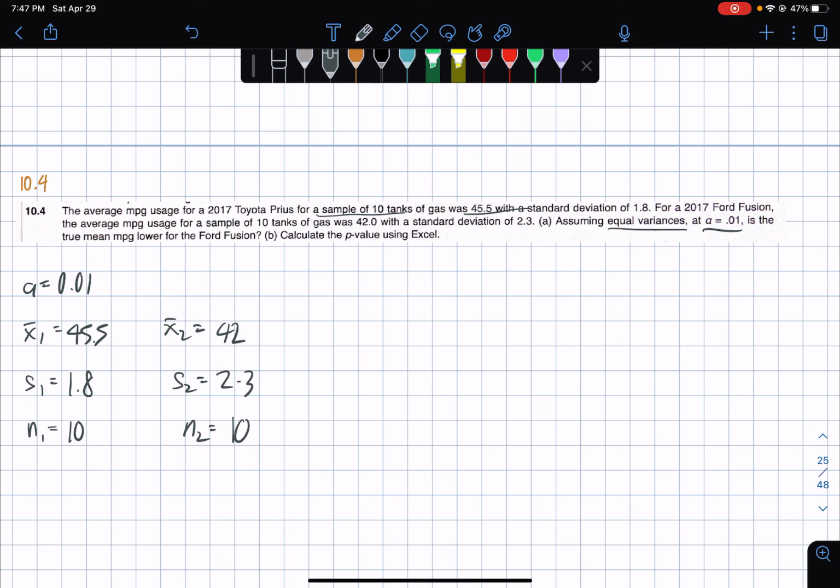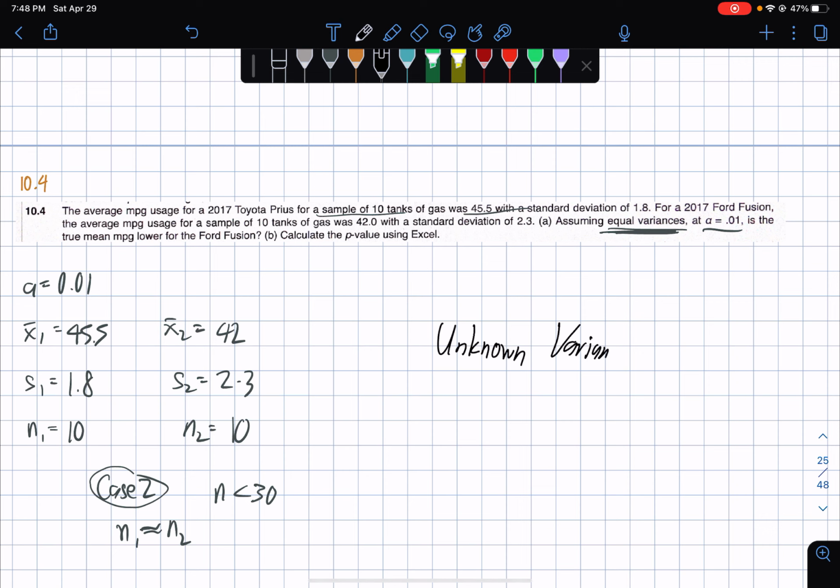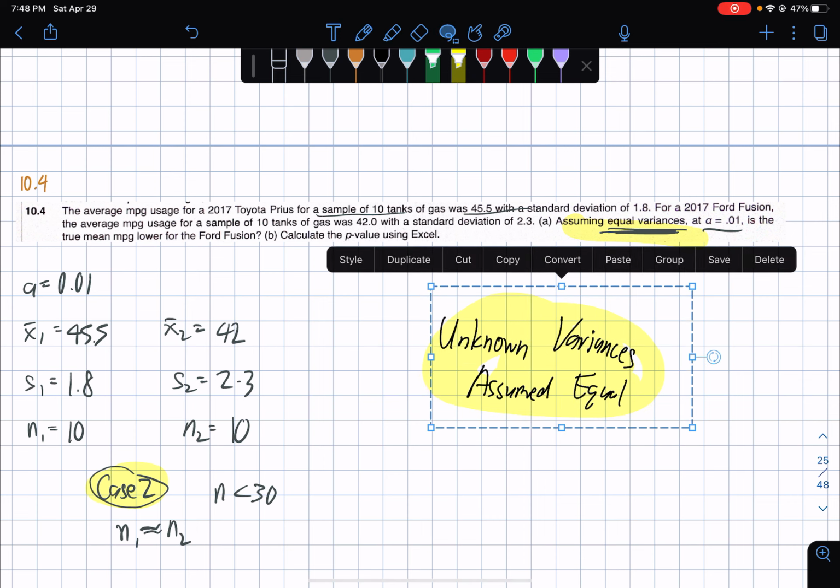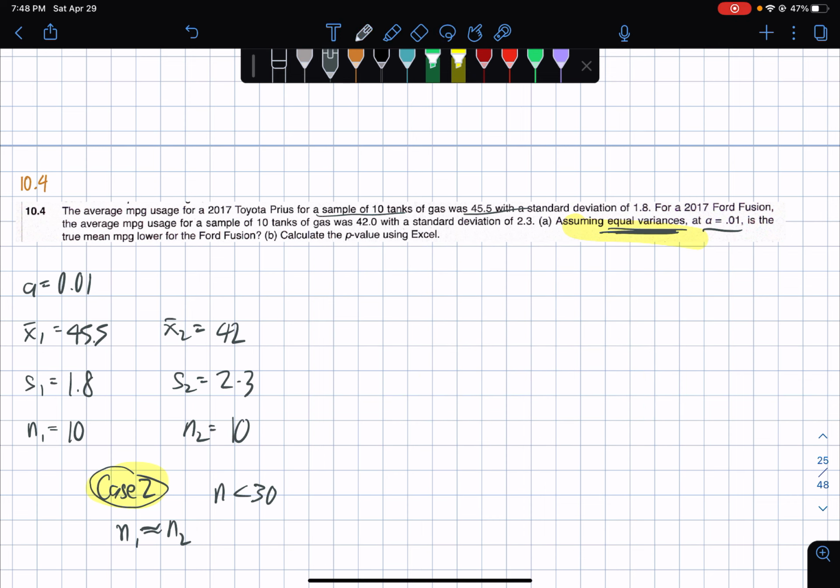So assuming equal variances, I bet this is case 2. I can already see that it's case 2. Why? Because N1 is roughly equal to N2 and they're both less than 30, and the fact that it says here assuming equal variances. Isn't case 2 all about unknown variances, but they are assumed equal? Hence, we use case 2. That's it. Okay, we have the given.